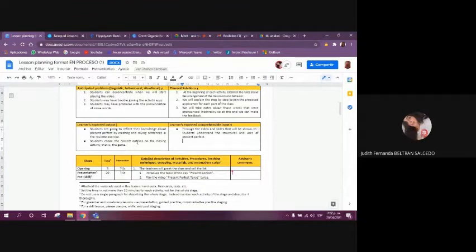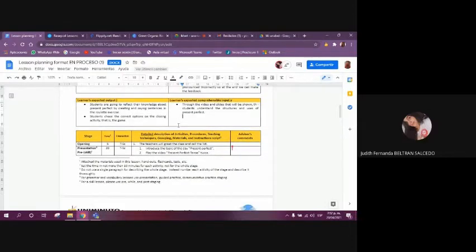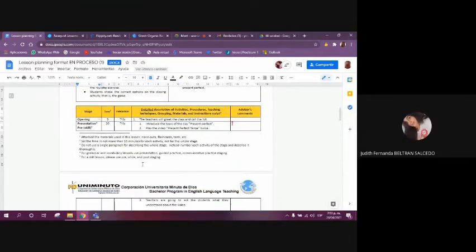Perfect. Now we have the learners' expected output. So the idea is that students are going to reflect their knowledge about the present perfect by creating and saying sentences in a related exercise. And after, students choose the correct options on the closing activity, that is the game. And the learners' expected comprehensible input. We have, through the video and slides that will be shown, the students understand the structures and the use of present perfect.